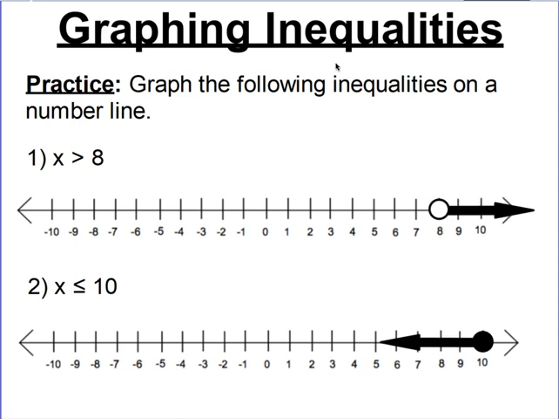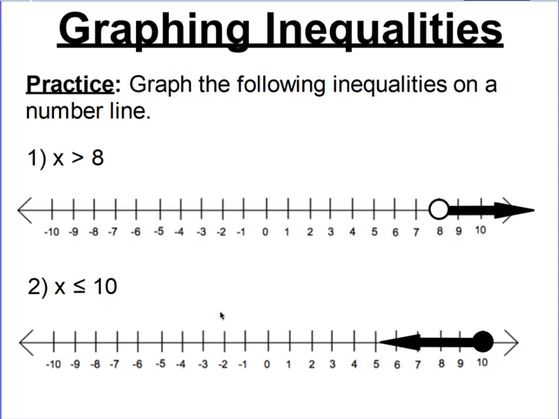Okay, take a look. For number 1, if x is greater than 8, that means you put a circle at 8. Since it's just greater than and there's no line below it, there's no equal to line, you do not color the circle in. And if all of the numbers are greater than 8, the arrow should point at all of the numbers that are greater than 8.